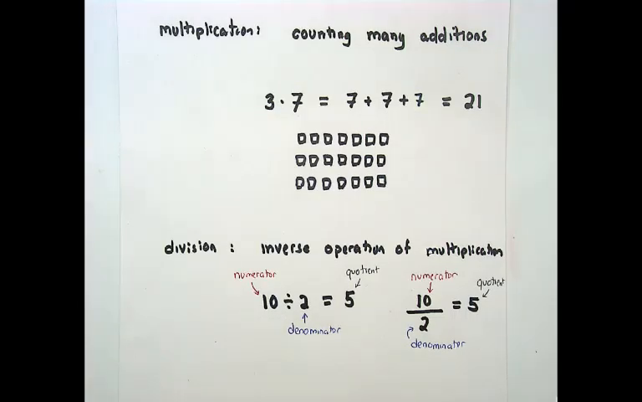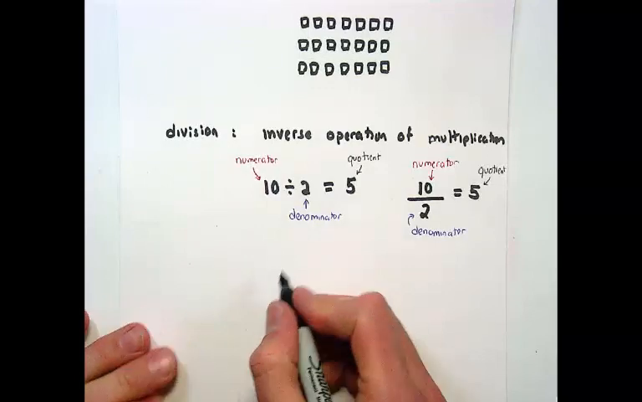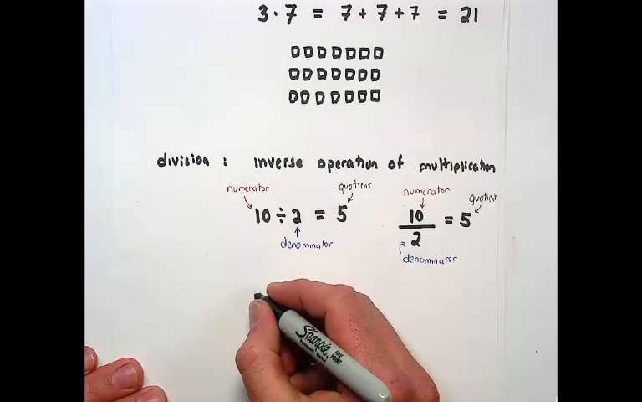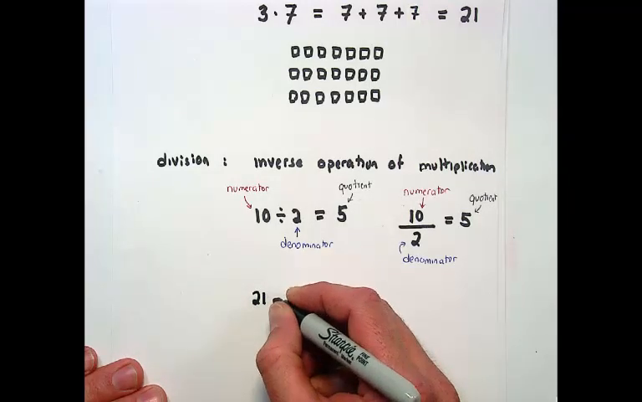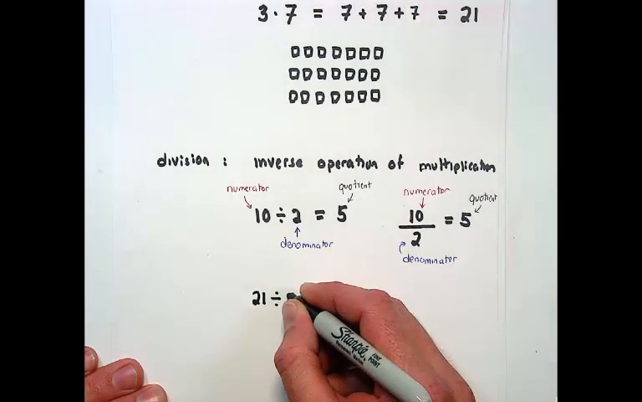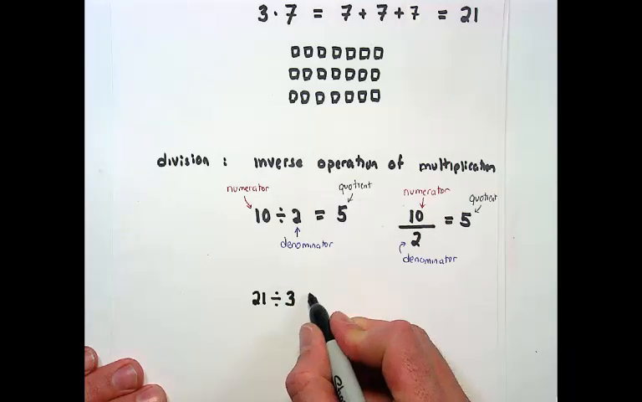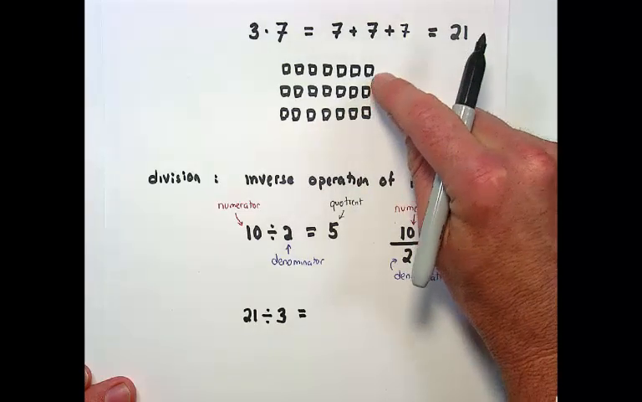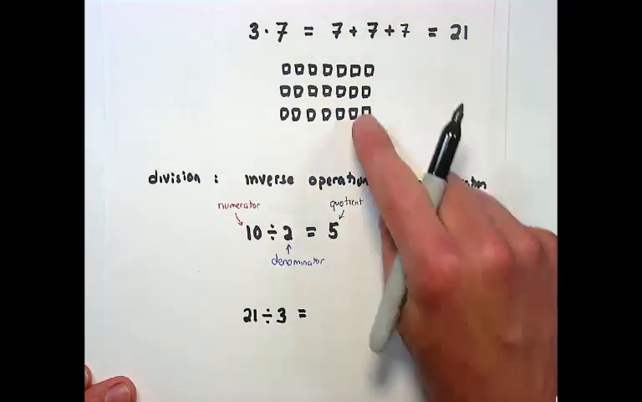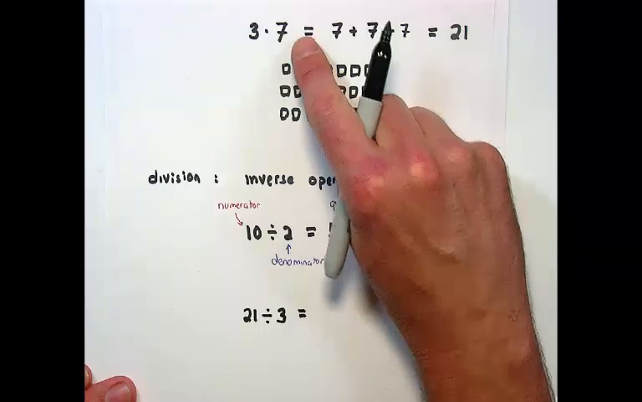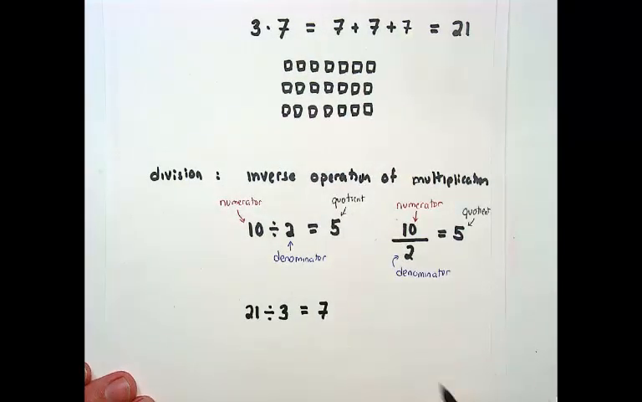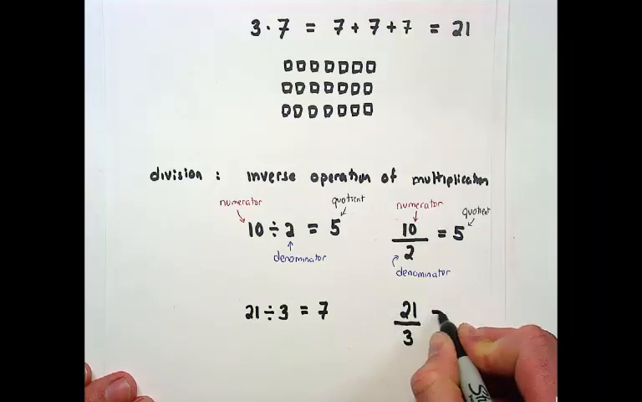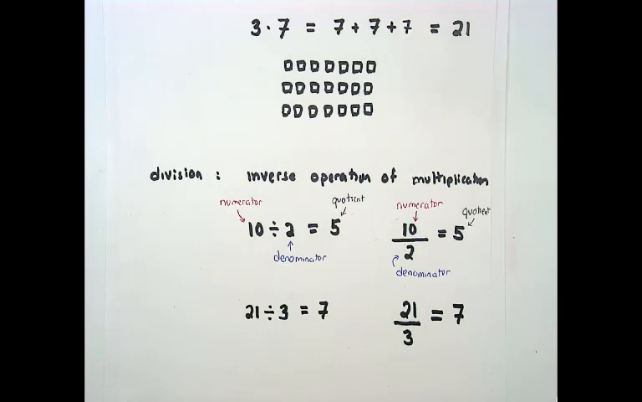Let's take a look at another example of division. What if we were to try to undo multiplication here? In other words, I would like to take 21 units and chop them up into three equal size pieces. Here's a total of 21 units. If I chop them up into 3 groups of equal size, how big is each group? Well, we see that each group is of size 7. If we write that in this notation, we say 21 divided by 3 is equal to 7.